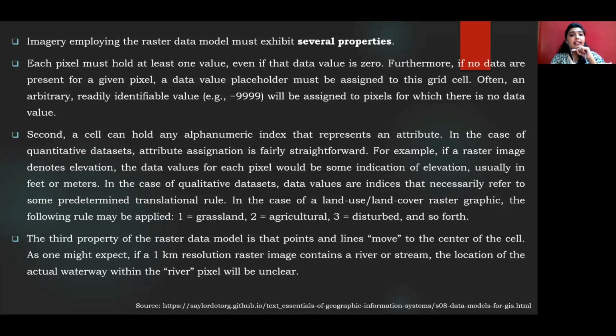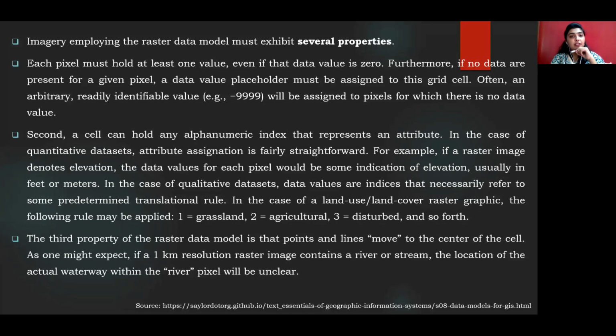The second is a cell can hold any alphanumeric index that represents an attribute. For example, if a raster image denotes elevation, the data values for each pixel would be some identification of elevation, usually in terms of feet or maybe in terms of meters. So if I am showing the height of, say, a building, I have to give the height as whether it is in feet or whether it is in meters. That has to be written. So it can also have an alphanumeric, so a number and an alphabet.